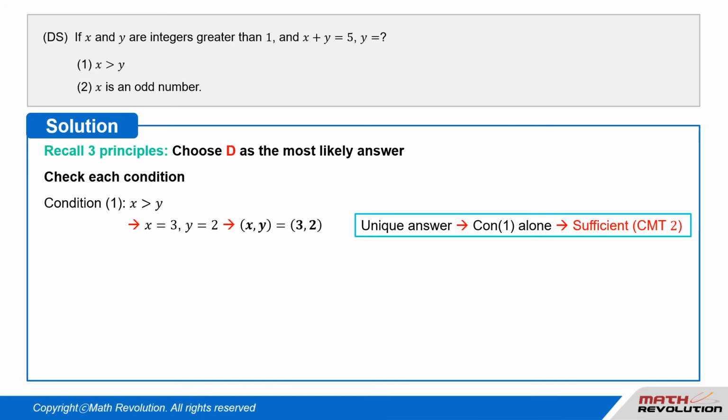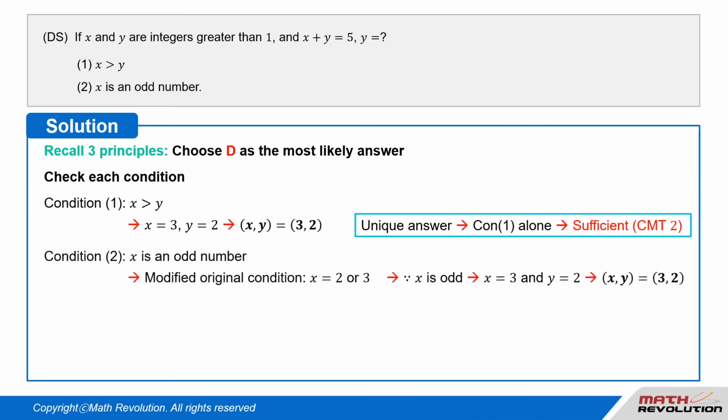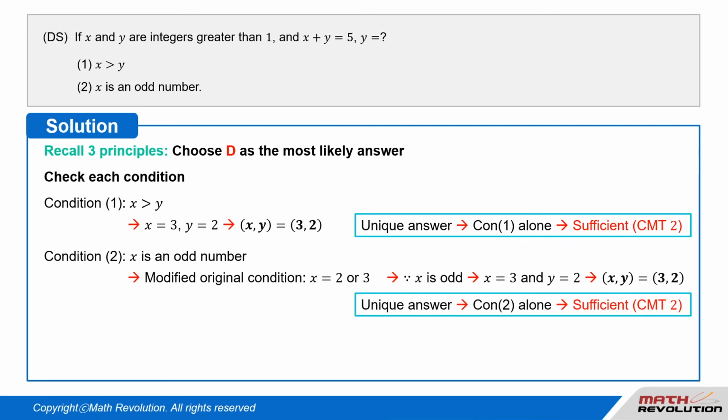Condition 2 tells us that x is an odd number. We had modified the original condition to determine that x could be one of the 2 values, 2 or 3. Since x is odd, that means that x is 3 and y is 2. That is, (x, y) equals (3, 2). The answer is unique, so the condition is sufficient by CMT2, which states that the number of answers must be 1.